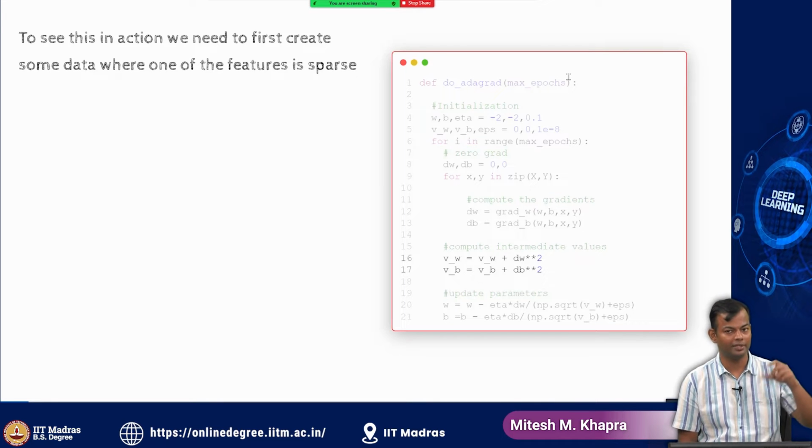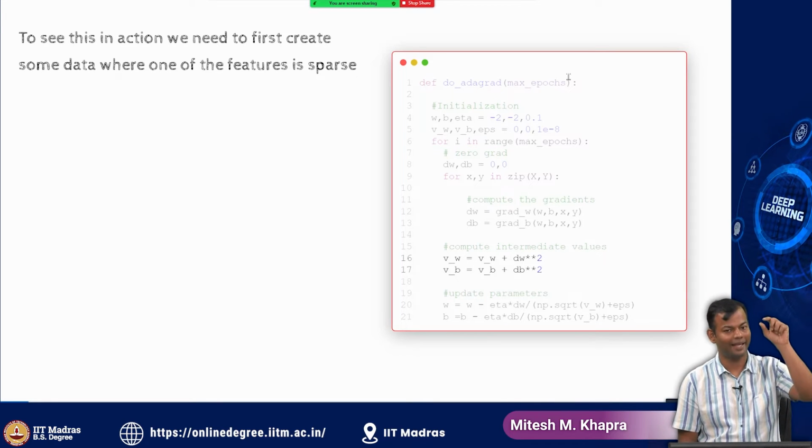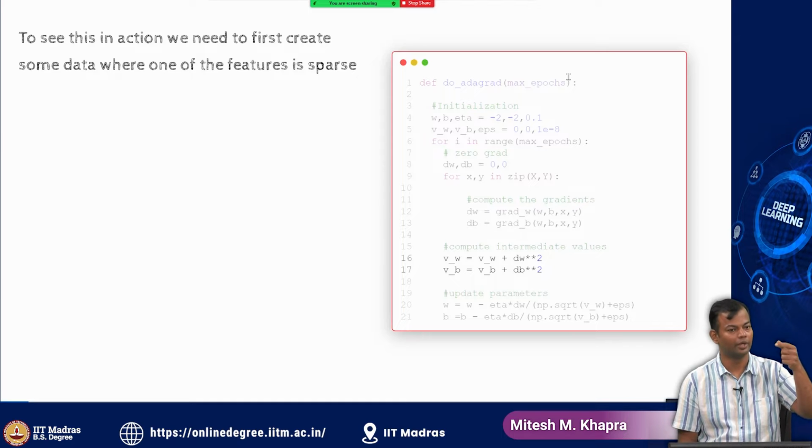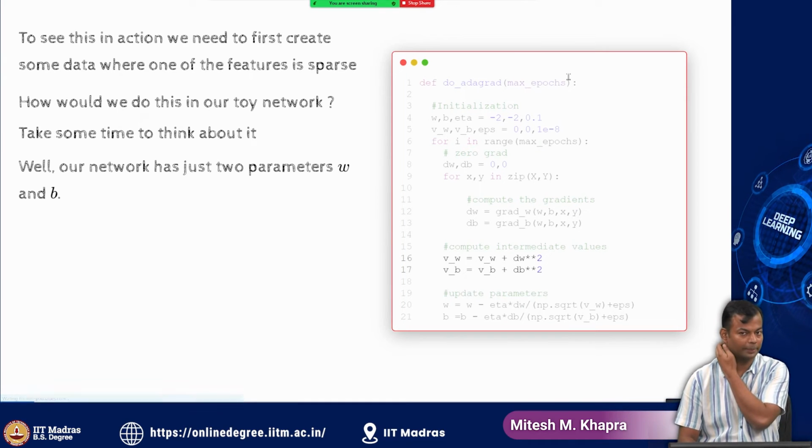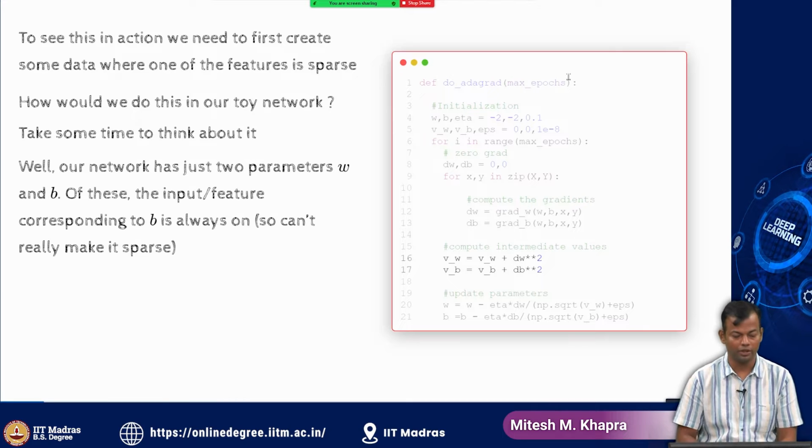So what I'm going to do is create a data where my X, which corresponds to W, is going to be very sparse, right? So that's how I'm going to create this data. So let's see, this is what I'm going to do. So this is what I'm saying, right?